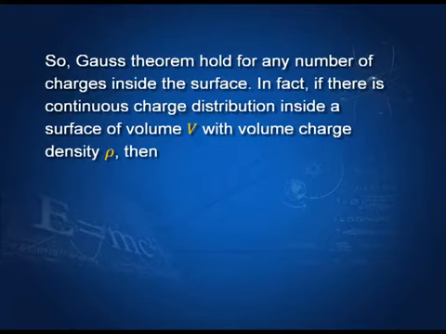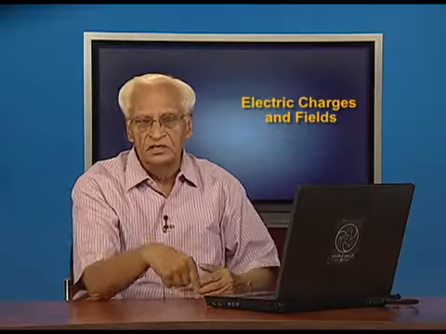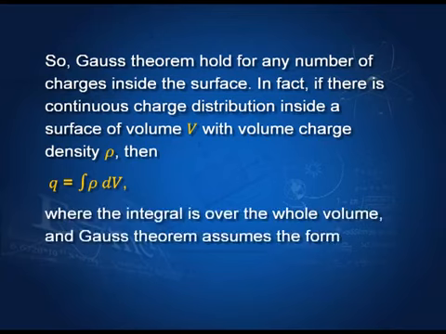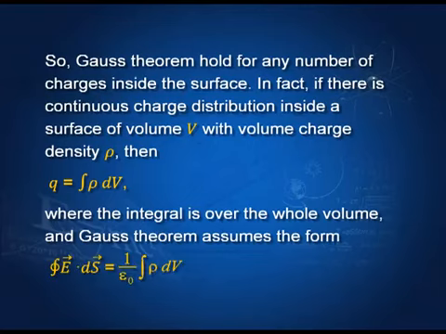In fact, if there is a continuous charge distribution inside a surface of volume V with volume charge density rho, then q is equal to rho times dV. If we take a small volume dV, then the charge inside it is rho dV, and if I integrate over the whole volume, then I get the total charge q, which is equal to the integral of rho dV, where the integral is over the whole volume. And Gauss theorem then assumes the form that the surface integral of E dot ds is equal to 1 by epsilon 0 times the volume integral of rho dV.